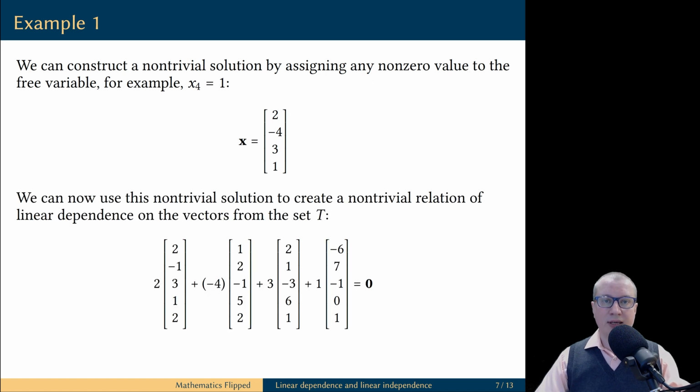But now, because this is a solution to the homogeneous linear system, it is also a solution to the corresponding vector equation, where the vectors on the left-hand side are the columns of the coefficient matrix. This tells us that there is a non-trivial relation of linear dependence on the vectors of the set T, and in turn, this means that the set T is a linearly dependent set.